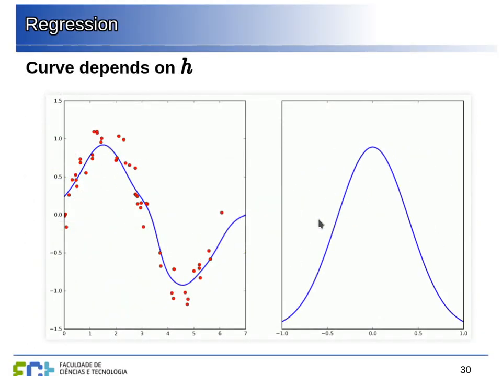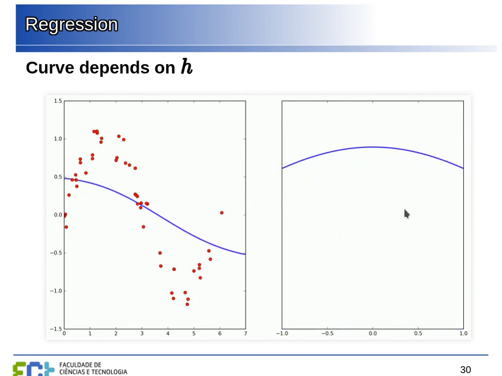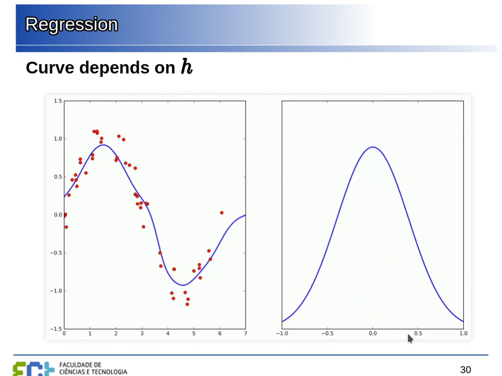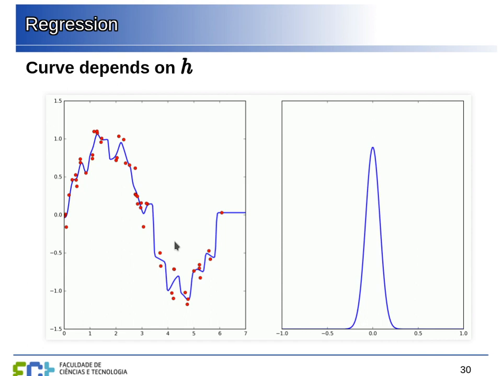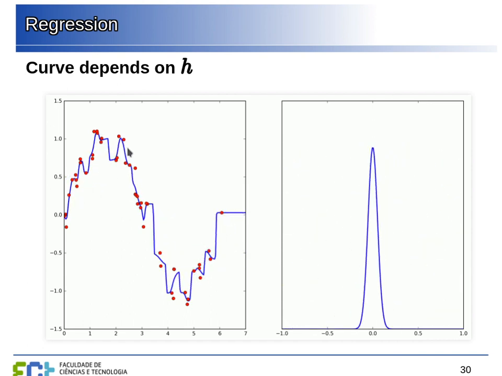So the result is like this. If we use a small h value, we are making the Gaussian curve fall very quickly with distance. And so for small h values, our regression becomes very close to the points and much more curved.